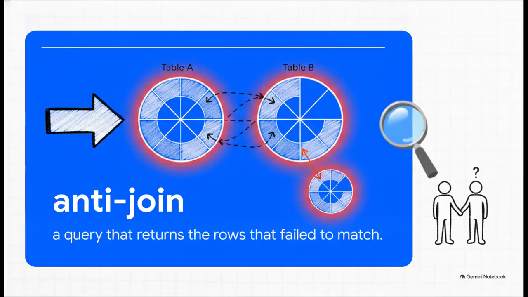So how do we actually investigate this missing or mismatched data? Well, we use an anti-join. An anti-join is a query that returns the rows that failed to match. While a normal join asks what matched, an anti-join asks what didn't. It's literally the perfect tool to find orphans, like sales with no customer, or goals that apparently belong to nobody.